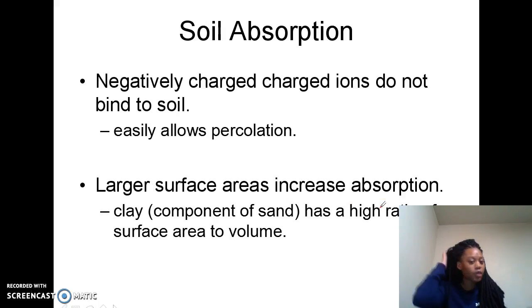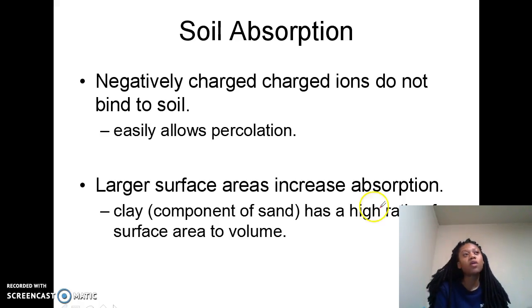Okay. Soil is negatively charged. So if we had negatively charged ions, that attraction that forms would not connect, it wouldn't form. This means that percolation would be easily allowed, meaning that because the bond is not formed, they can easily flow through the little filter per se that we talked about.